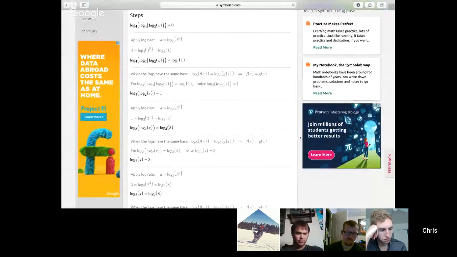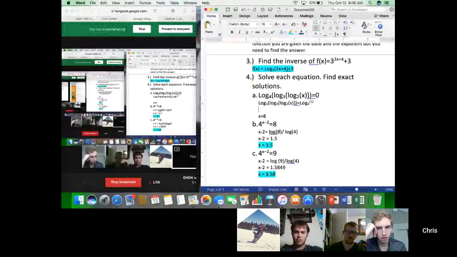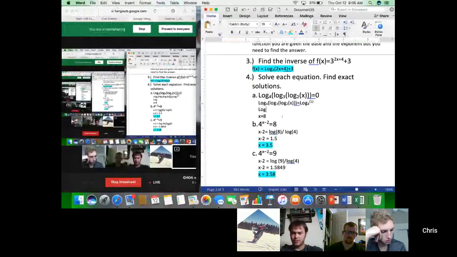I can read it off to you if you want, so you don't have to keep swapping back and forth. Sure. Alrighty, so it's log 3, parentheses, log 2, parentheses x, and then closing parentheses for all those. So 2 closing parentheses equals 1.